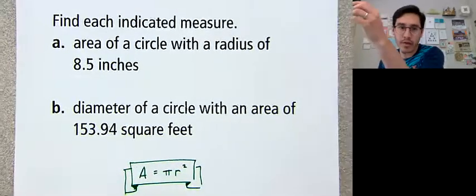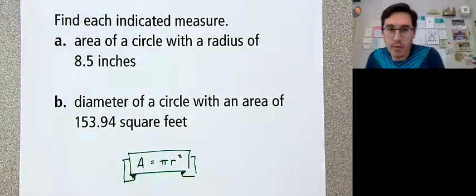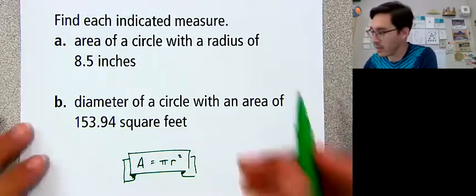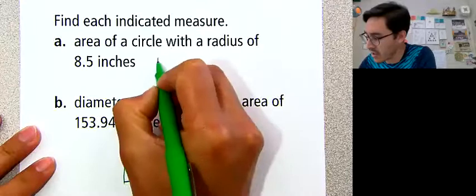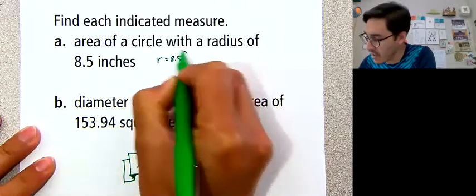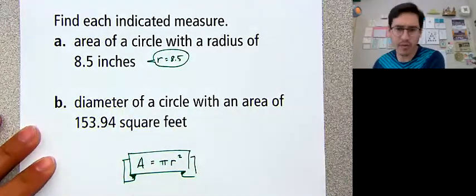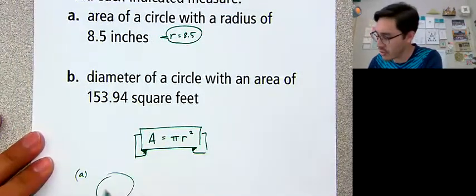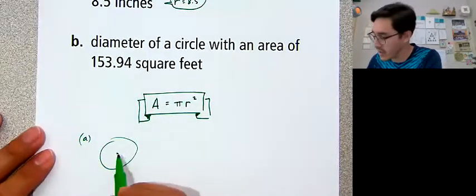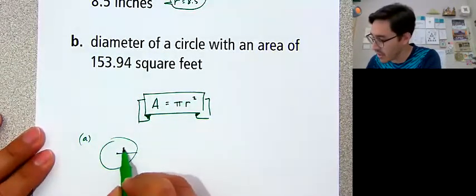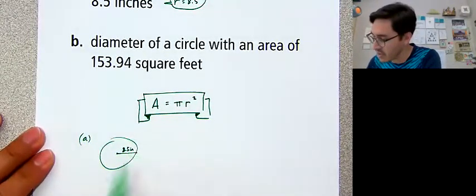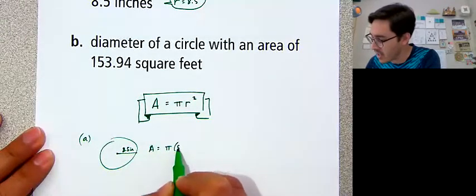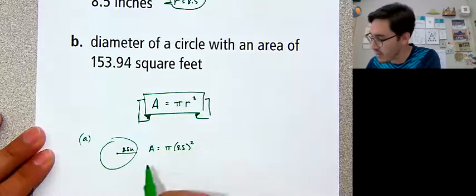Okay. Let me zoom out. So for part A, we want to find the area of a circle with a radius of 8.5 inches. So that's basically telling us that r equals 8.5. And then we just substitute that in. So for part A, here, let's draw a picture. There's a circle, there's the center, and the radius is 8.5 inches. And so the area is going to be pi times 8.5 squared.